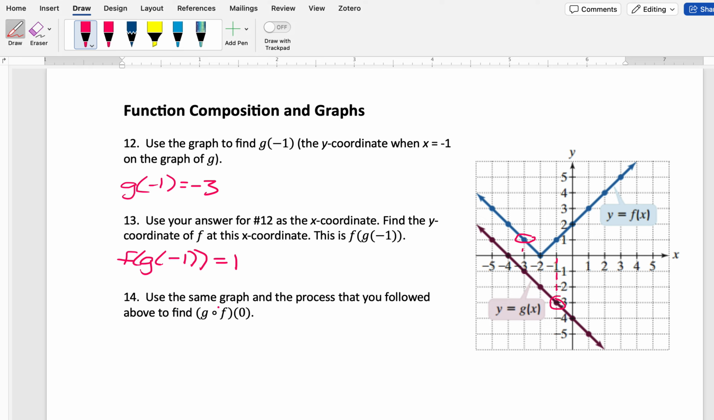Now let's use the same graph and the process that we just followed above to find g of f of 0. So we're going to start with f of 0. F of 0 means that we're looking at 0 as the x-coordinate, and we are going to use the f function. So find the blue f function. At 0, the y-coordinate is 2. That's this point right here.